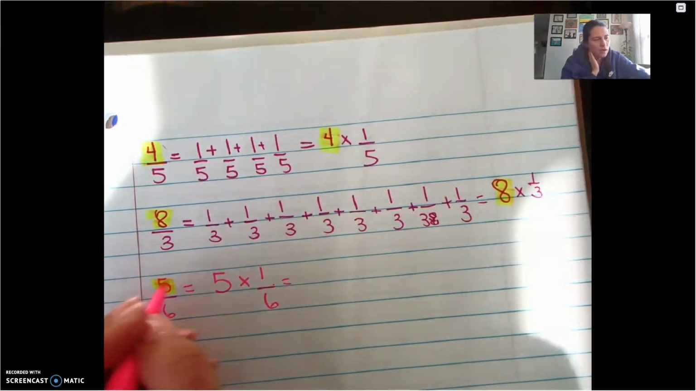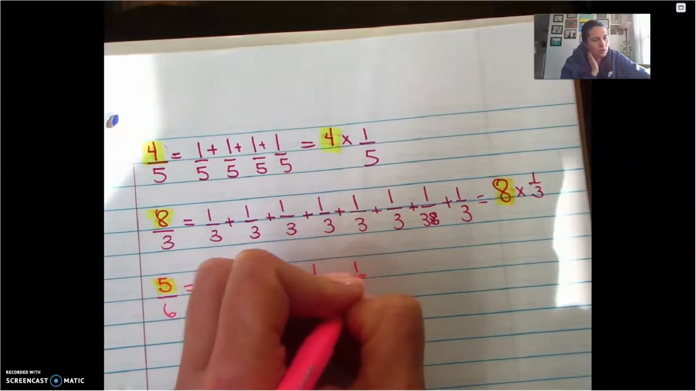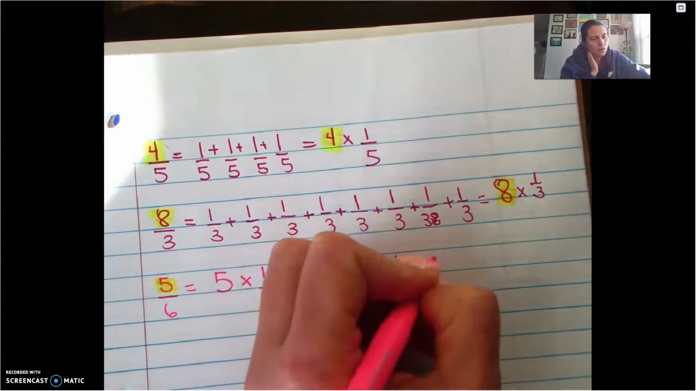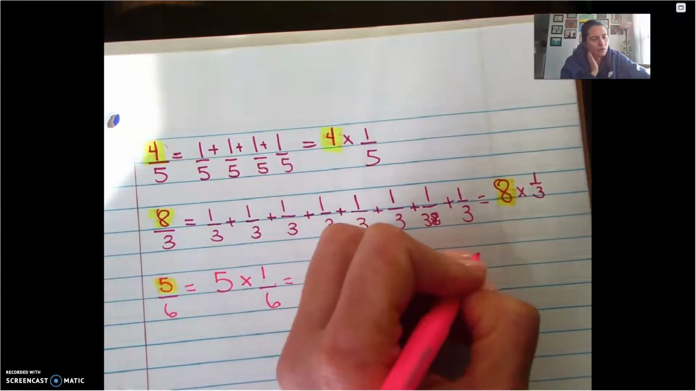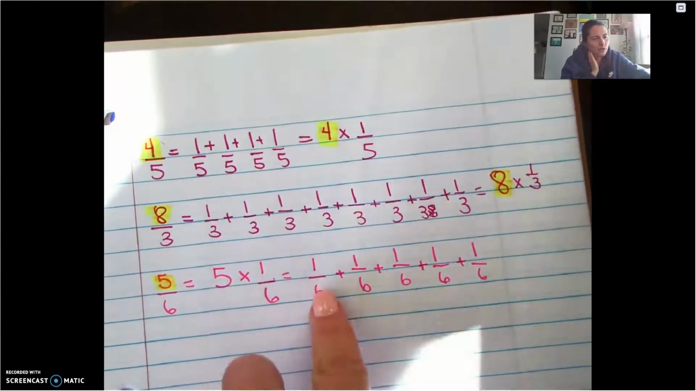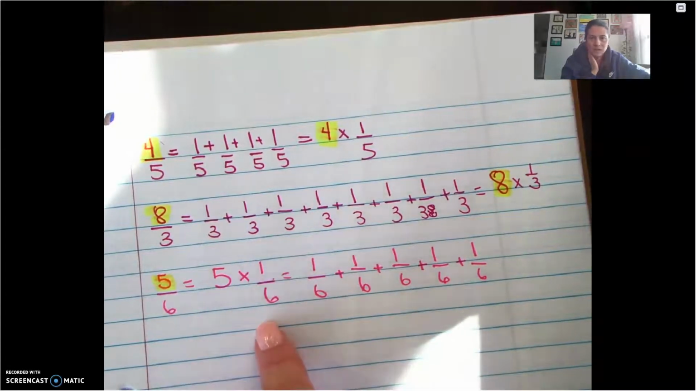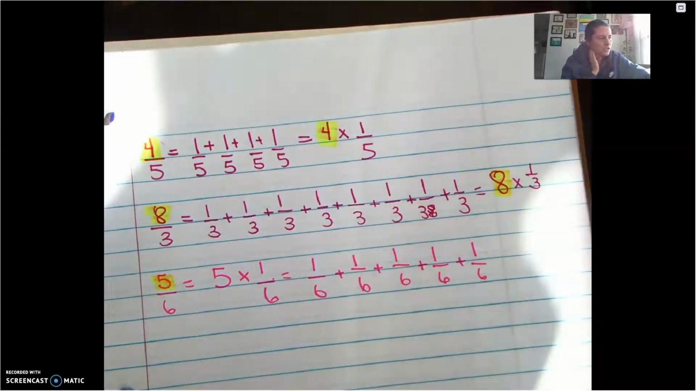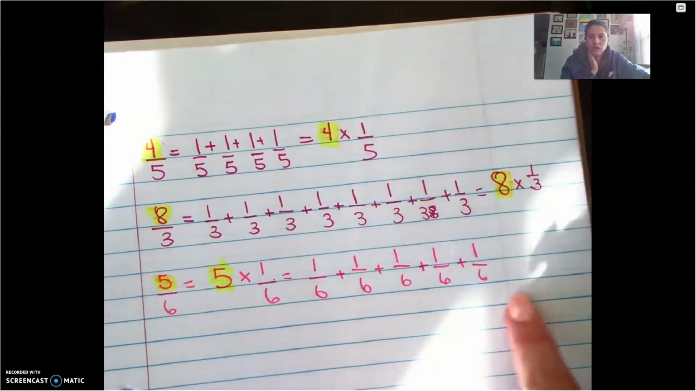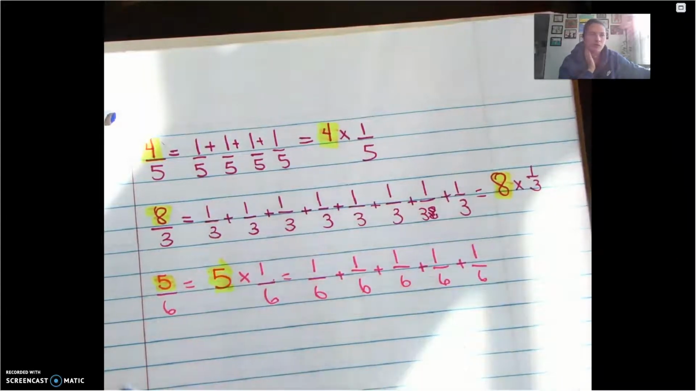Let's check and see if we're right. So we've got 1, 2, 3, 4, 5. Is there 5 groups? 1, 2, 3, 4, 5. Yes, there are 5 groups of 1/6. So once you start to see that pattern, you don't always have to write out all your unit fractions. That's just to kind of help us understand why we have 5 groups.